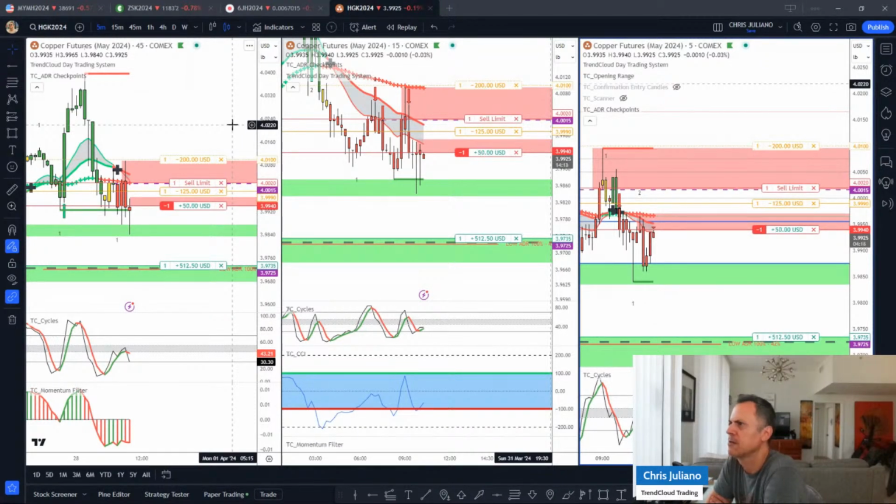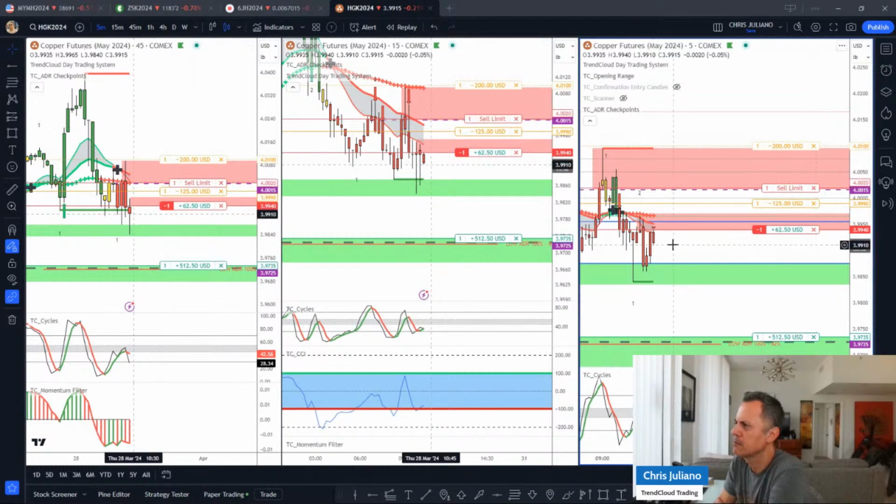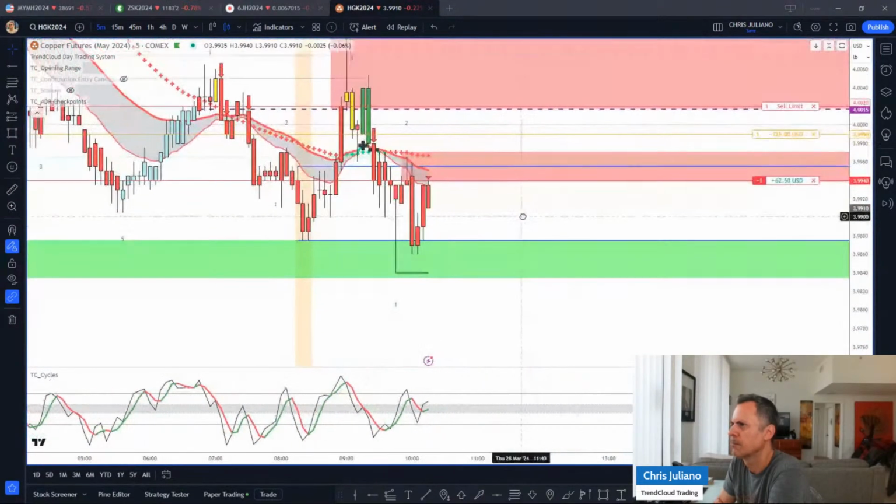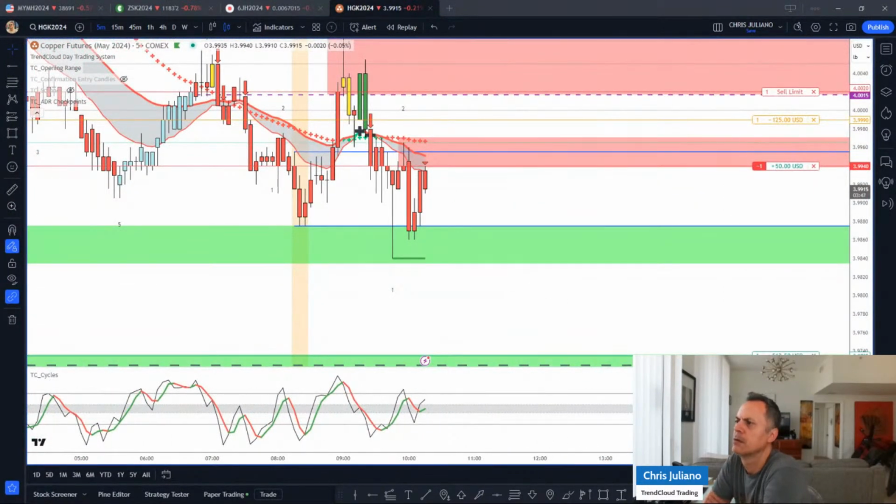15-minute chart just created a new candle. Getting another 5-minute TrendCloud signal. Do you guys see that? There's the little arrow forming there. Right there. Good sign.